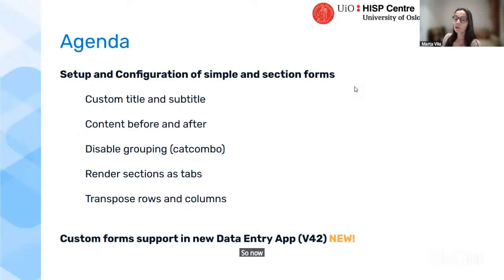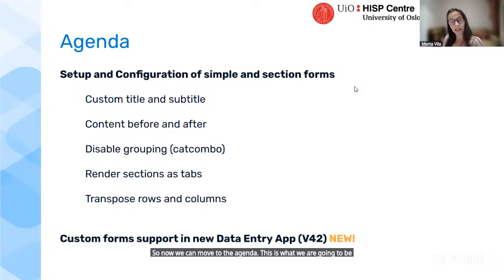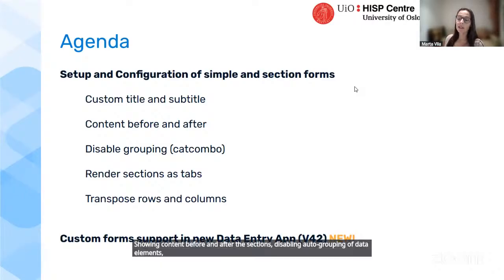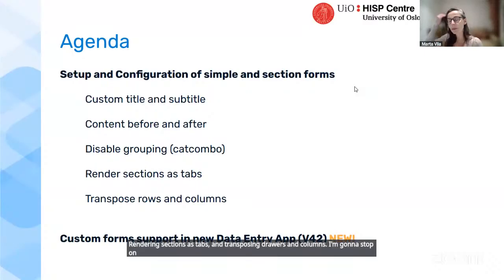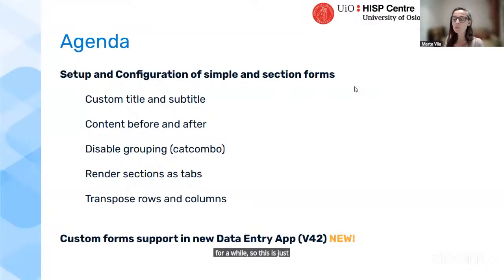So now we can move to the agenda. This is what we are going to be reviewing today. So we will mainly talk about the setup and configuration of simple forms and section forms, particularly focusing on the custom title and subtitle, showing content before and after the sections, disabling auto-grouping of data elements, rendering sections as tabs, and transposing rows and columns. I'm going to stop on each one of them for a while. So this is just a quick review. And then before finishing, we will give you an update about the support for custom forms.